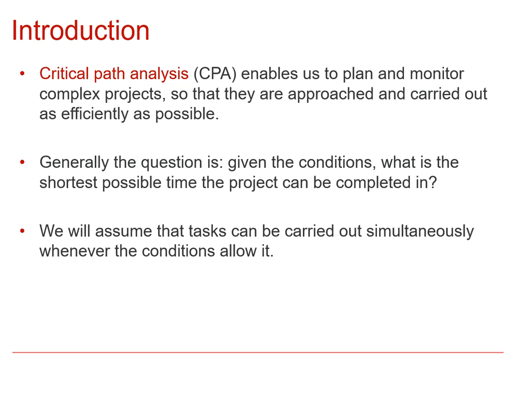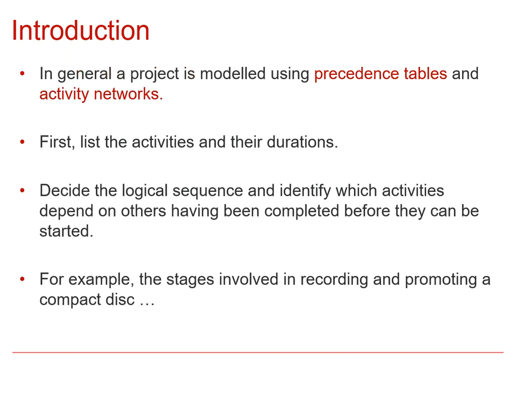And our modelling assumption always here is going to be that tasks that don't depend on each other can be done simultaneously. Now, the two things that we're going to be using in our modelling are precedence tables and activity networks. They're both ways of representing the problem that we're modelling. In terms of creating a precedence table, we would list the activities and their durations, how long they take, and then identify which activities depend on others before they can be started.